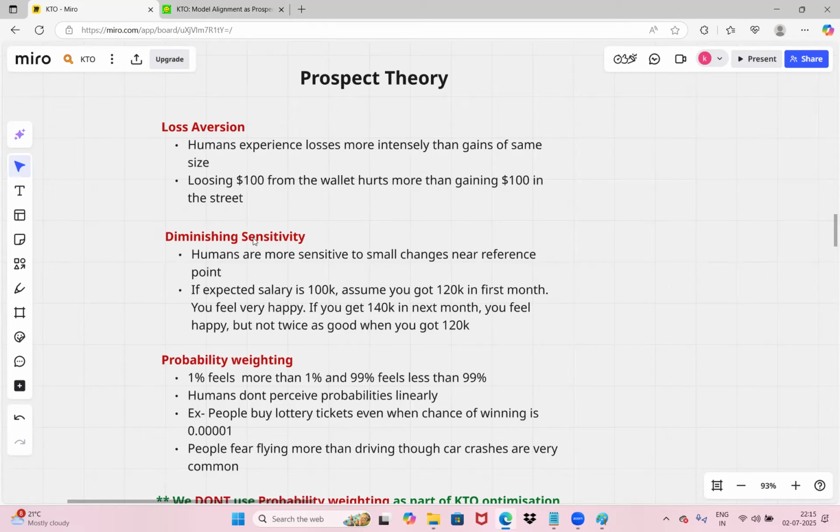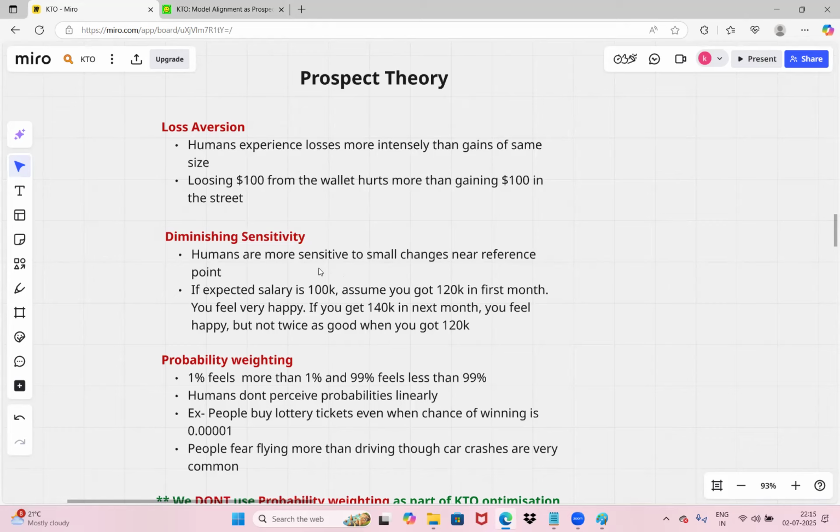So, what is diminishing sensitivity? It says that humans are more sensitive to small changes near the reference point. Let's assume in a given month we are expecting a salary of 100K. As we are expecting it, our reference point is 100K. In that month, you got 120K as your salary, a 20K profit, so you feel very happy. In the next month, you got 140K. You will still feel happy, but the amount of happiness is not twice as good as when you got 120K. Why? The reason is diminishing sensitivity.